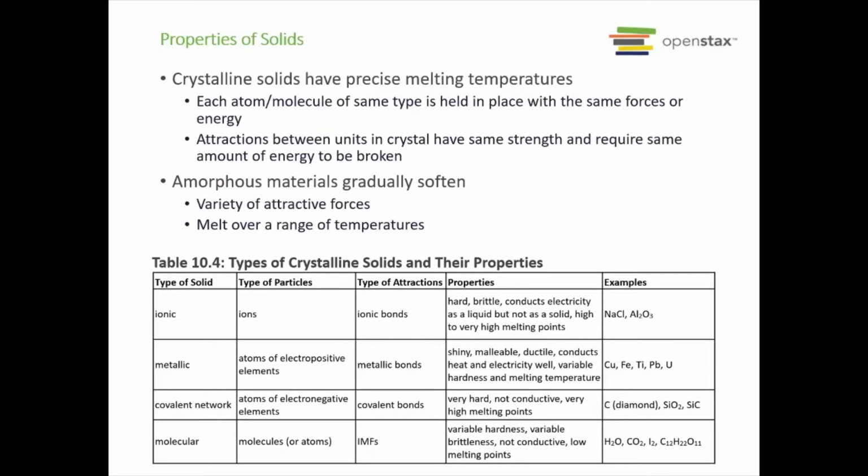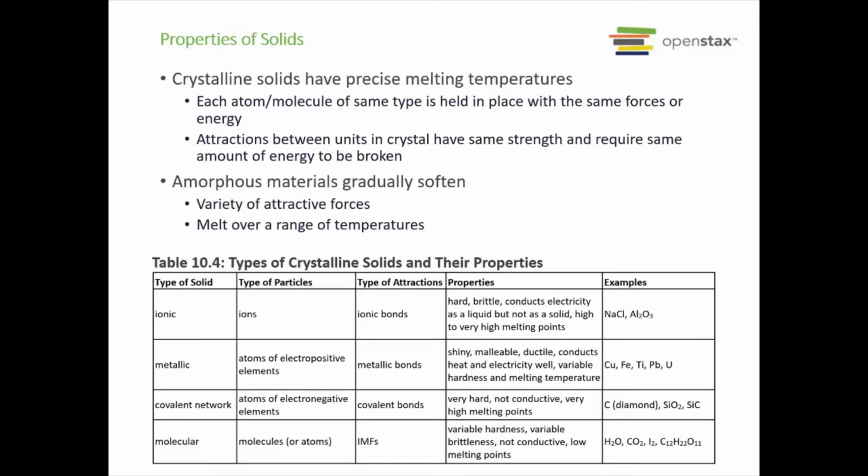So let's talk about crystalline solids versus amorphous materials. Crystalline solids have very precise melting temperatures. So each atom or molecule that's of the same type is held in place with the same forces or energy. So that means it takes the same amount of energy to break the intermolecular forces in one part of the crystal as it does in another part. So again, same amount of energy to break all of the attractions. So it's generally one temperature at which they're going to melt.